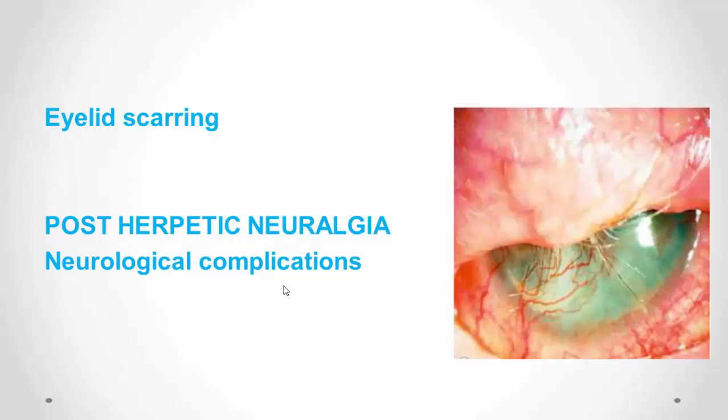Also, the skin is affected by eyelid scarring, leading to occurrence of cicatricial entropion. After the attack of herpes zoster ophthalmicus, the patient can suffer from post-herpetic neuralgia, which is a very severe pain that can follow the attack, and other neurological complications like third nerve palsy or other cranial nerve palsies.